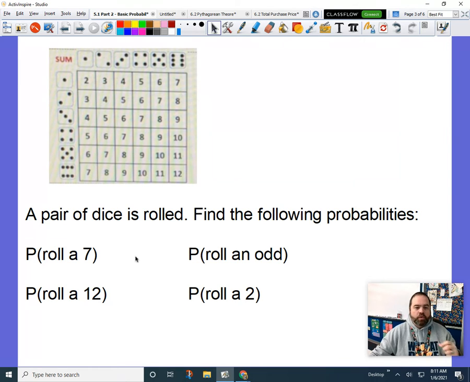So the probability that you roll a pair of dice, what's the chance that you could roll a 7? Well, I'm going to count these up real quick.